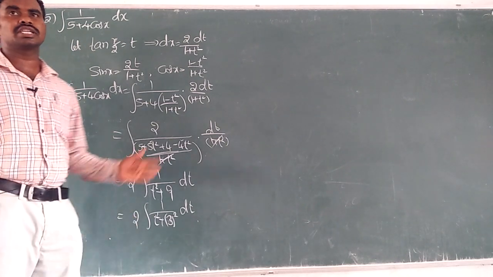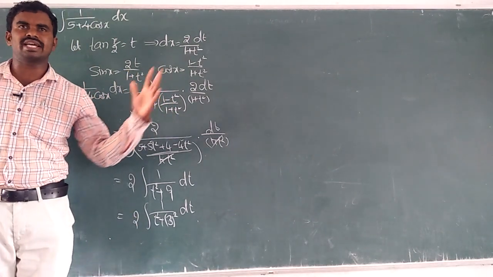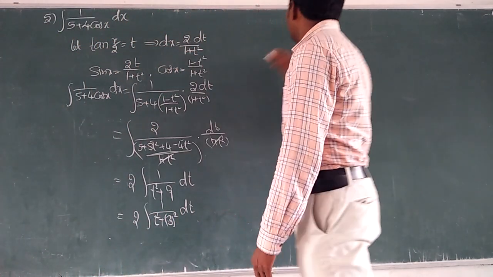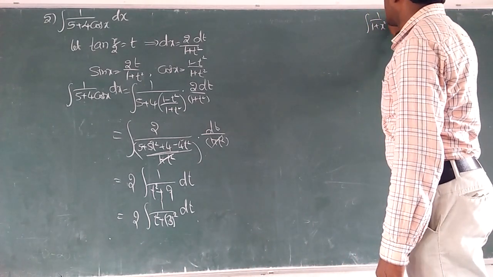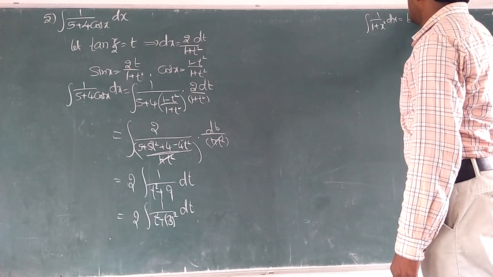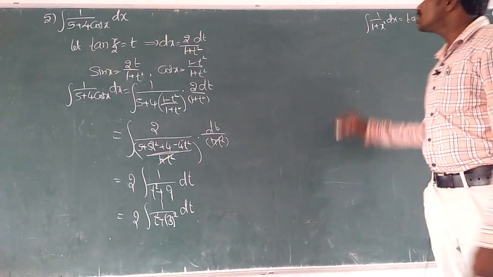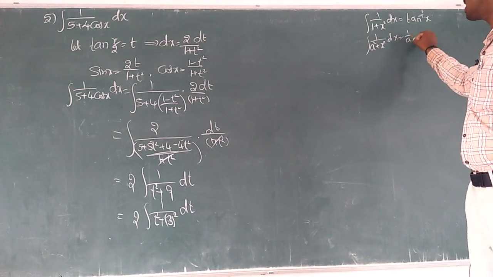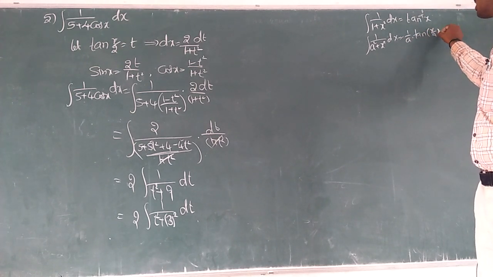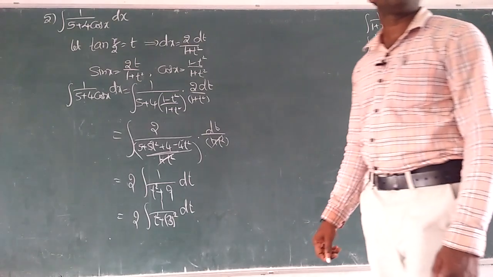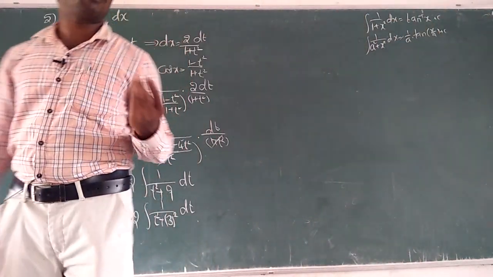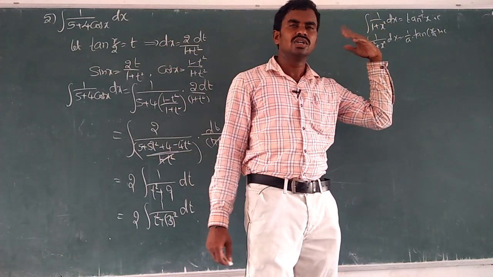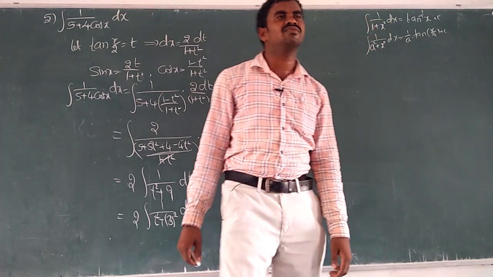So it looks like integration of 1 by x square plus a square dx. What is integration of 1 by x square plus a square dx? Or what is the integration of 1 by 1 plus x square? Tan inverse x. So using that formula, integration of 1 by a square plus x square dx becomes 1 by a into tan inverse of x by a. So this is the formula. First, derivation of sine inverse x, derivation of cos inverse x, derivation of tan inverse x is 1 by 1 plus x square. So integration of 1 by 1 plus x square is tan inverse x.